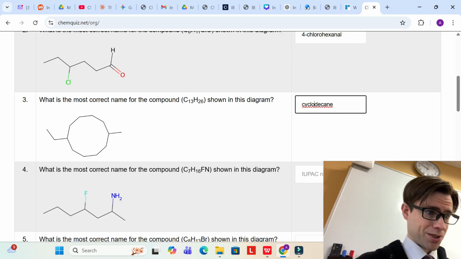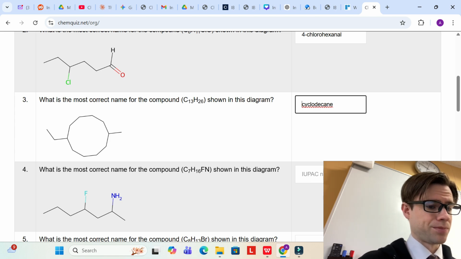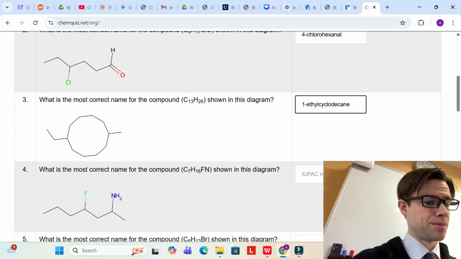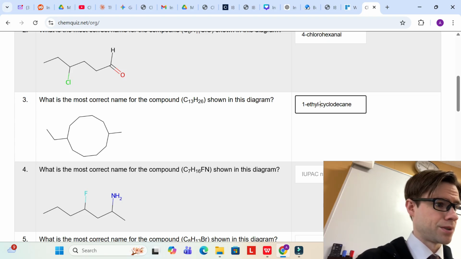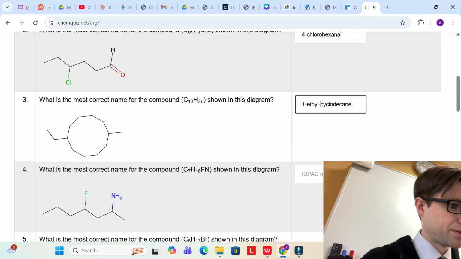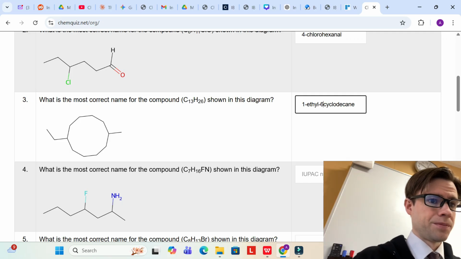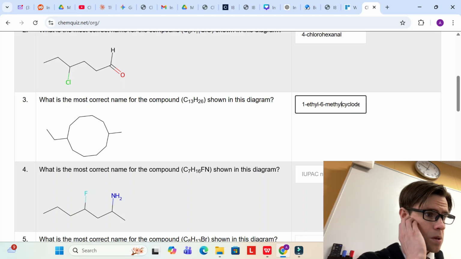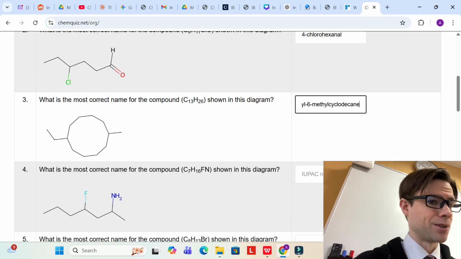We need to know which has higher priority for being lower. I think it's generally the larger chain, so I'm gonna say 1, ethyl, E comes before M. And then 1, 2, 3, 4, 5, 6. Methyl. 1-ethyl, 1, 2, 3, 4, 5, 6. Methyl cyclodecane, I believe.